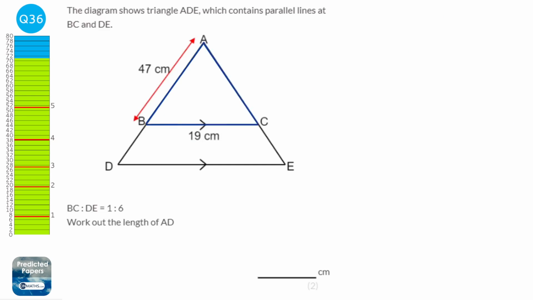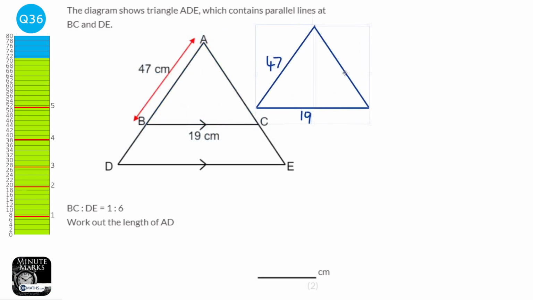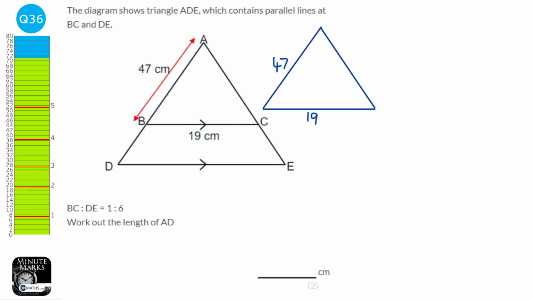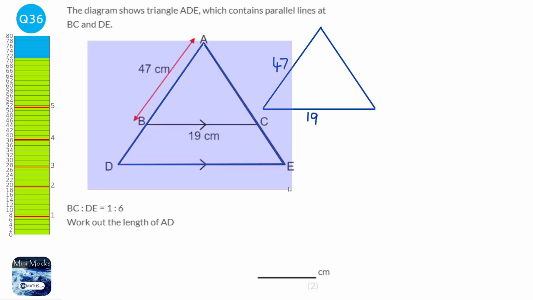With these questions, it's normally easier to view these as 2 separate triangles. So we've got a small triangle here with 19 and 47. And what I'm going to do is I'm just going to move this out. And we've got a bigger triangle here. We don't really know what any of the sides are just yet, but we can work them out.